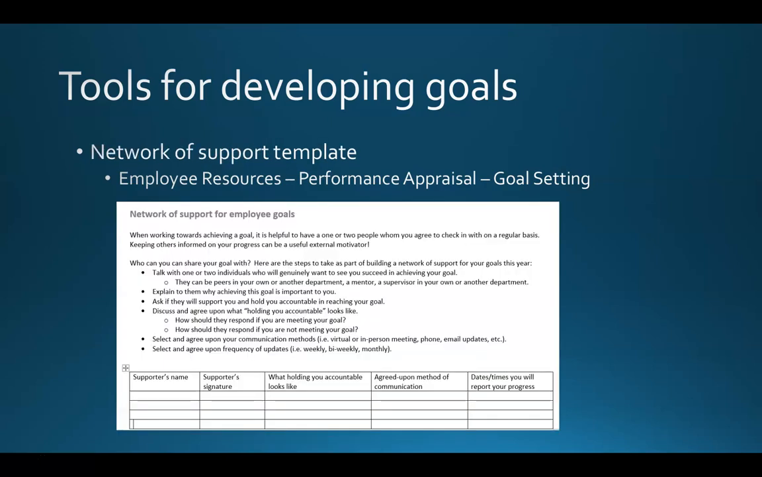When working toward achieving a goal, it's helpful to have one or two people whom you agree to check in with on a regular basis. Keeping others informed on your progress can be a useful external motivator. This network of support form gives you a structure for identifying individuals who will help you succeed with your goals by providing an additional layer of accountability. It asks you to identify your supporters and specify the following: what holding you accountable looks like, how you will communicate updates, and the frequency of your updates.